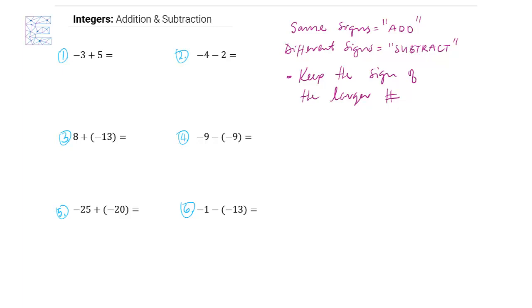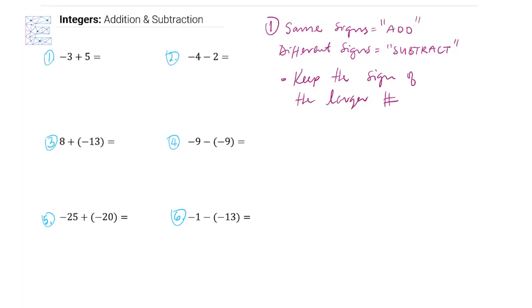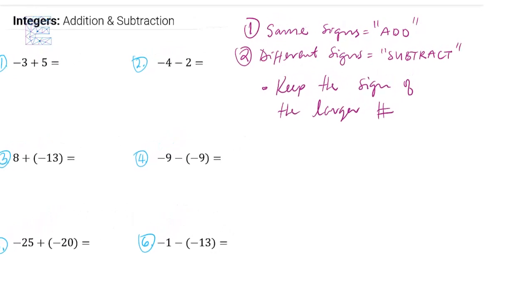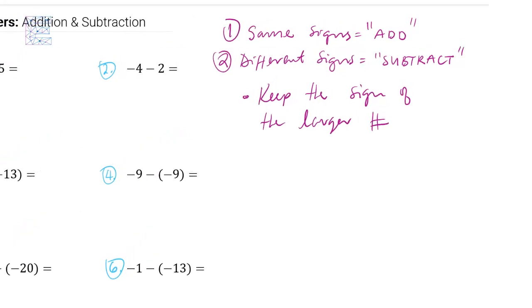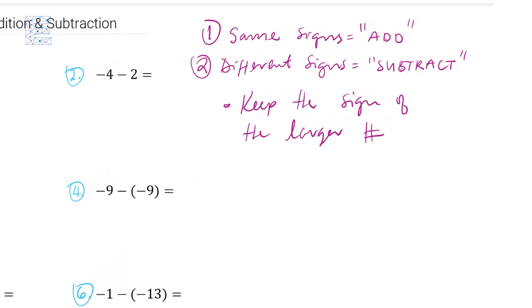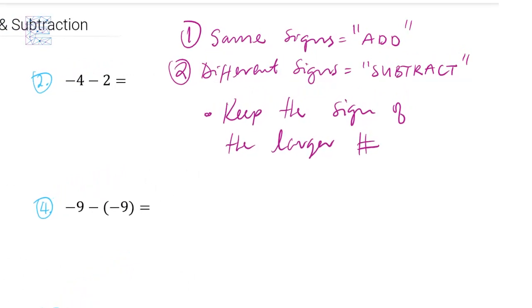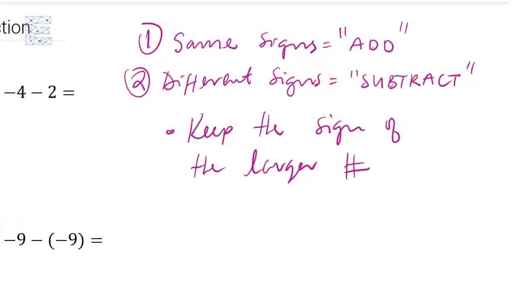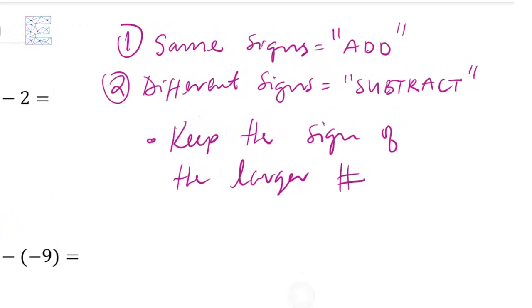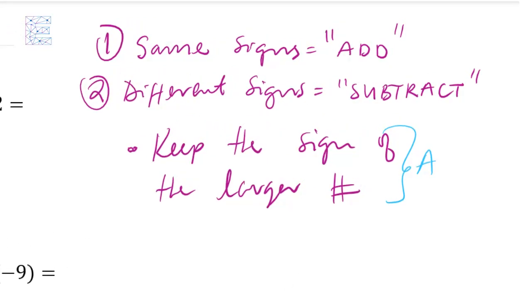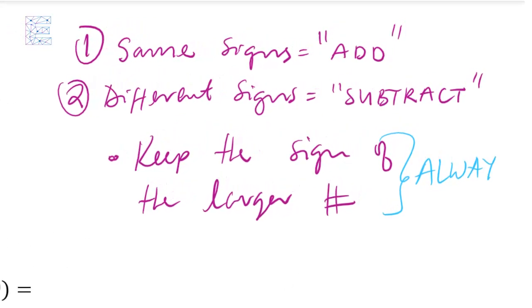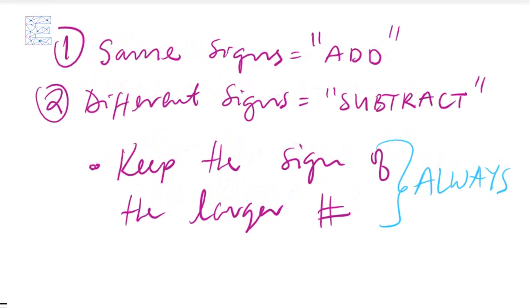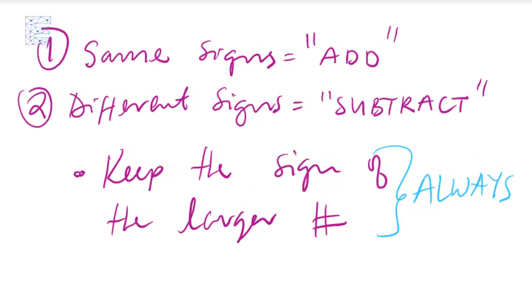So if the signs are the same, we are simply going to be adding the numbers. That's rule number one. Rule number two, if the signs are different, then we're going to be subtracting the numbers. And remember, when you're subtracting, it's just going to be the normal subtraction. So in both of those cases, we want to make sure that we always keep the sign of the bigger number. Always make sure you check the sign in front of the bigger one, and that's going to be the sign of your answer. So let's put that into practice.